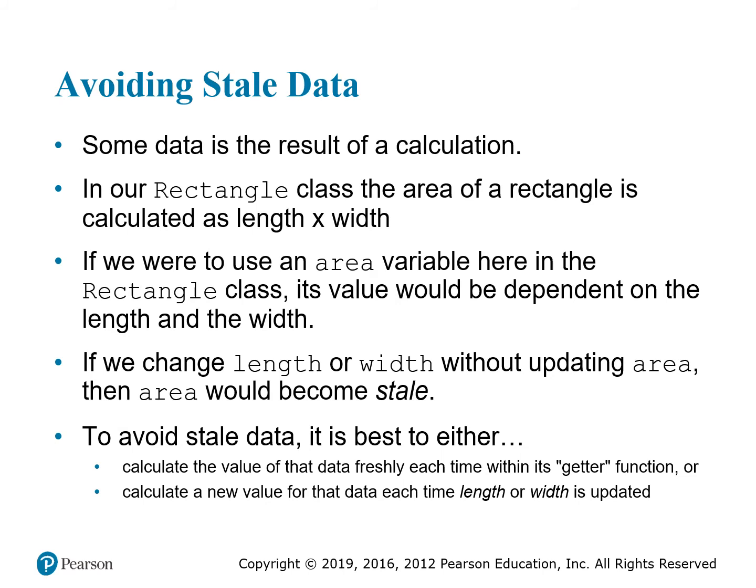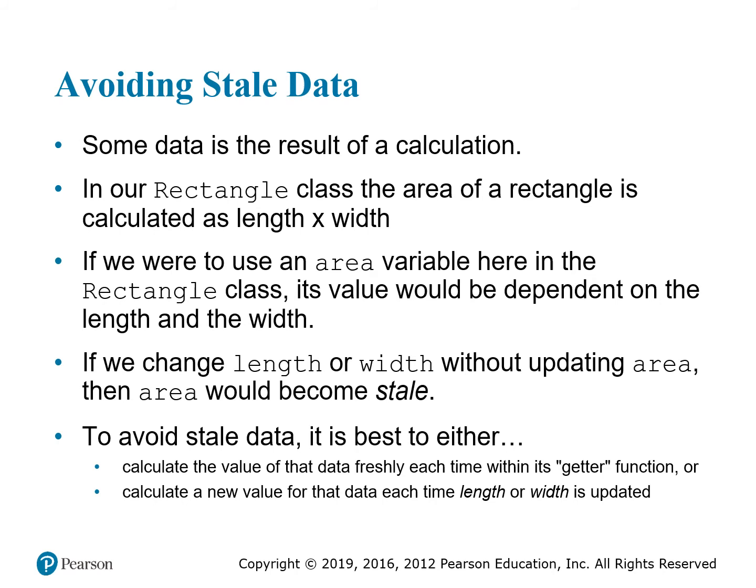And in fact, here we have a comment on why that is. Some data is the result of a calculation. In our Rectangle class, the area of the rectangle is calculated as length times width. If we were to use an area variable here in the Rectangle class, its value would be dependent on the values of length and width. But what if we changed length or width without updating area? Then area would be what we call stale data. It no longer reflects the current, the freshest state of the object.